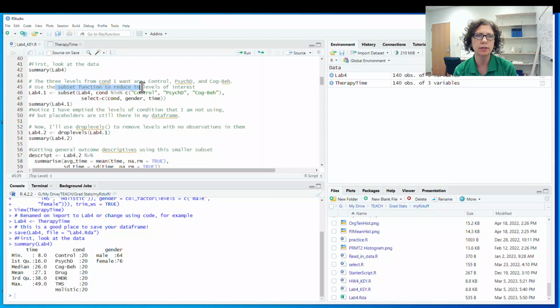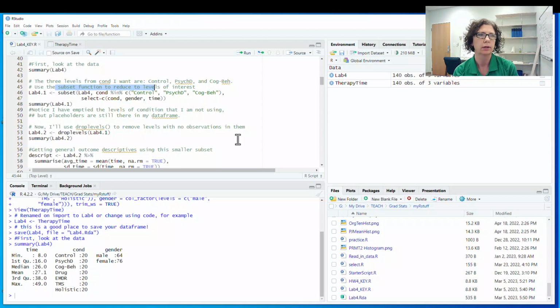And I'm going to use a subset function to reduce the levels and subset the data set. And this is something that can come in very handy for your data projects. A lot of times students will find a data set that has a whole bunch of different categorical levels in a variable they're interested in, but they're really only interested in, say, 3 of those levels instead of 17 of them. So this is a way to drop down levels in a categorical variable to just the ones you're interested in.